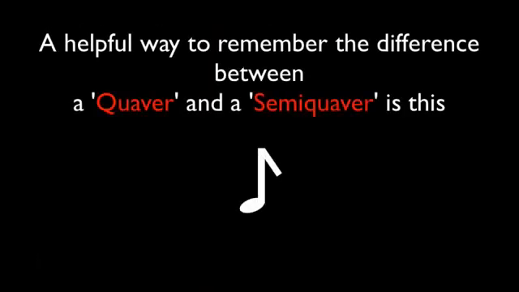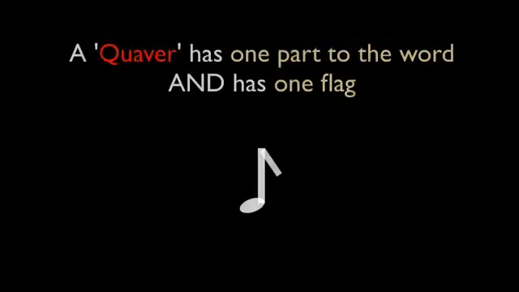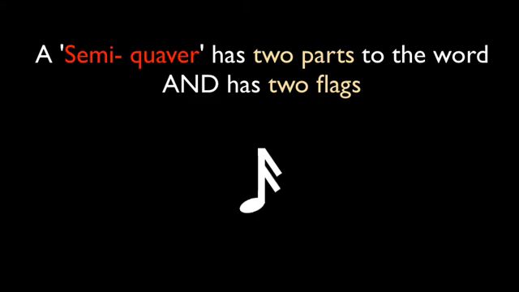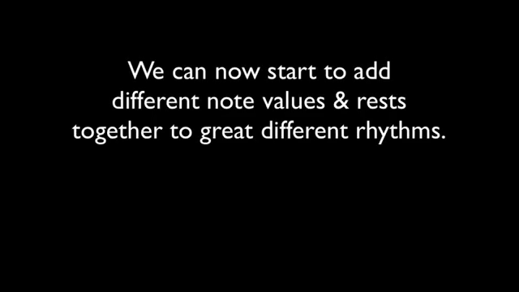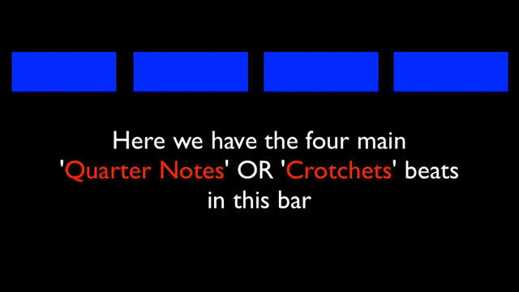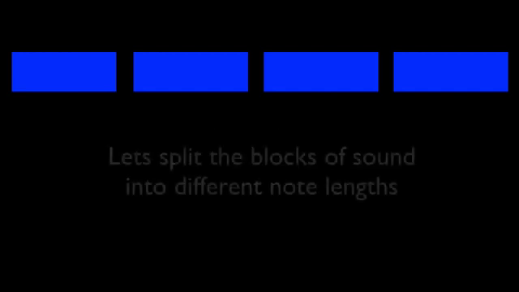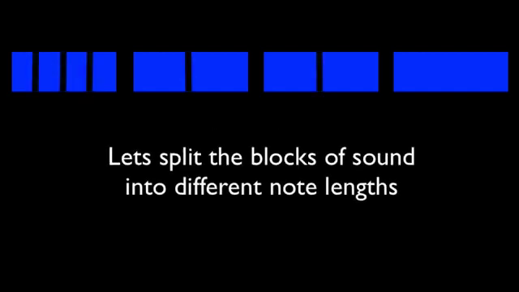A helpful way to remember the difference between a quaver and a semiquaver is this. A quaver has 1 part to the word and 1 flag. A semiquaver has 2 parts to the word and 2 flags. We can now start to add different note values and rests together to create different rhythms. Here we have the 4 quarter note pulses. Let's split the blocks of sound into different note lengths.